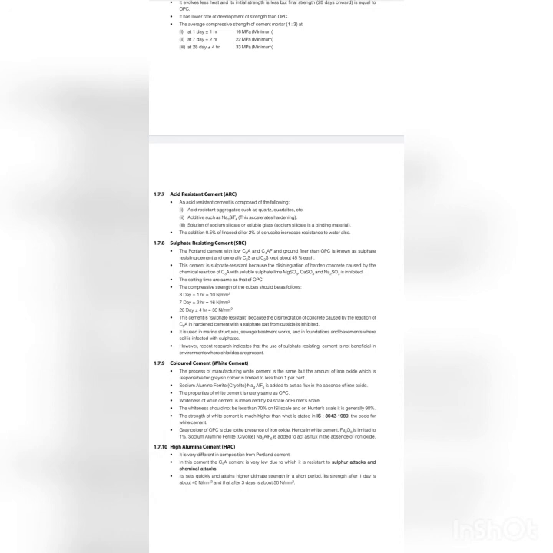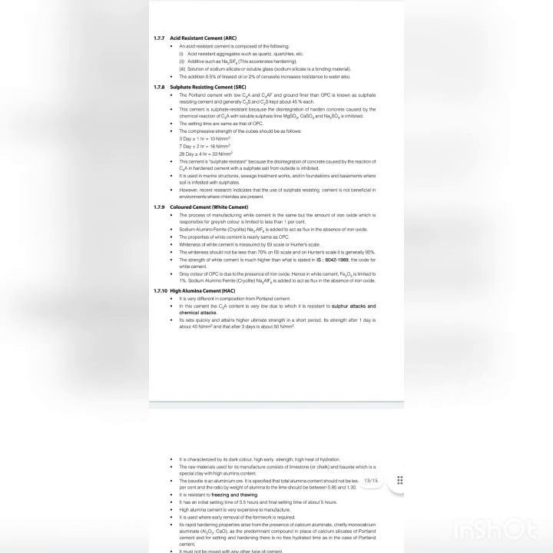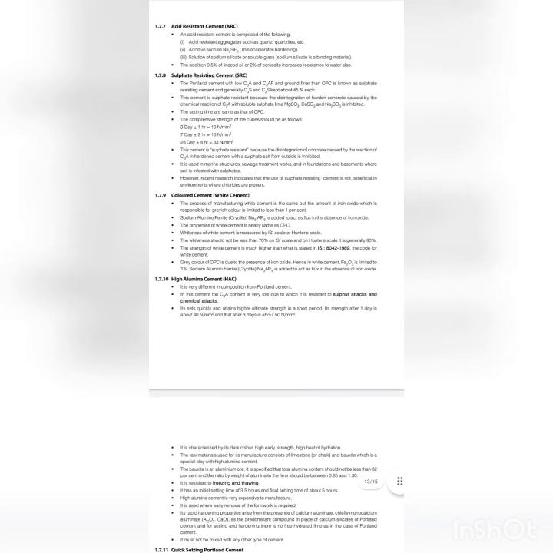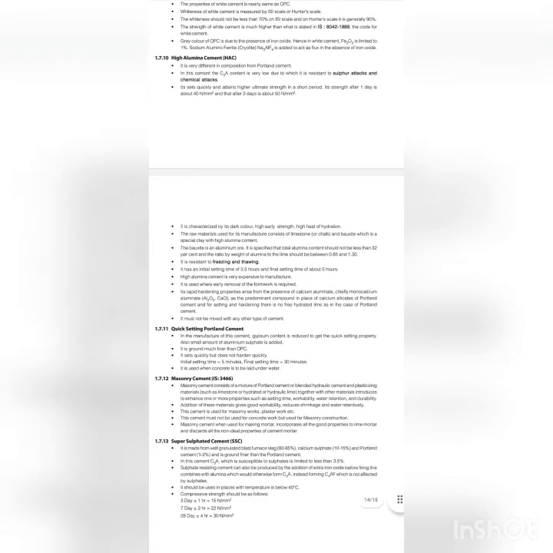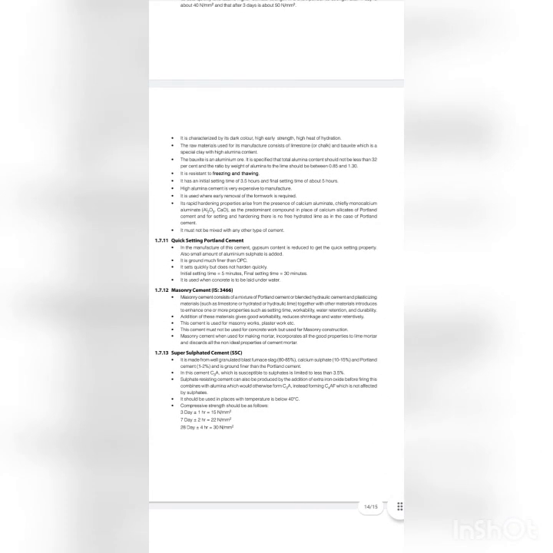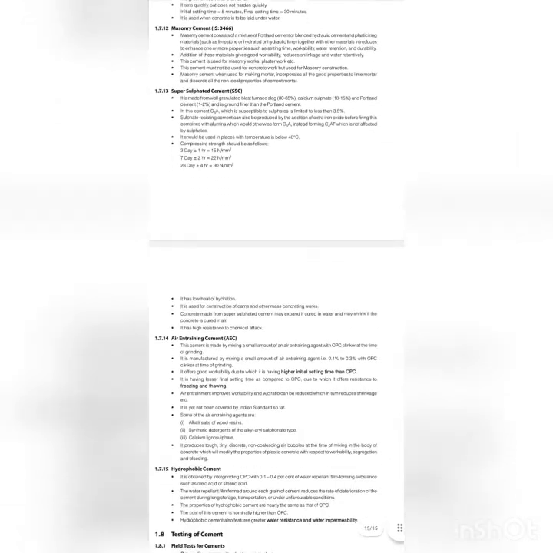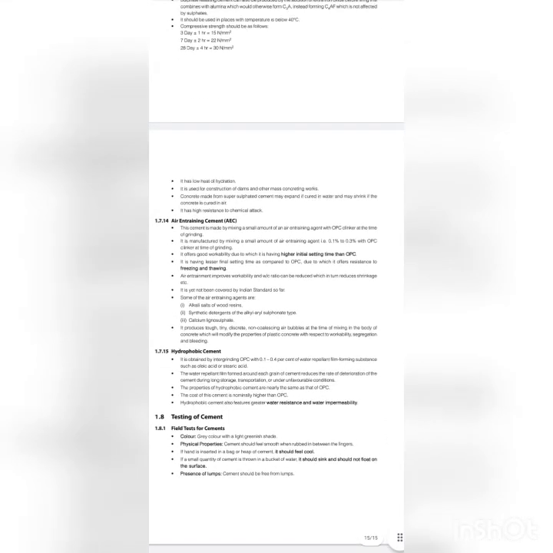And then we can see high alumina cement, which is the cement of the C2 C3A composition of Portland cement, which resists the sulfur attacks and chemical attacks. Then we can see quick setting Portland cement, masonry cement, super sulfate cement, and air entraining cement, hydrophobic cement.